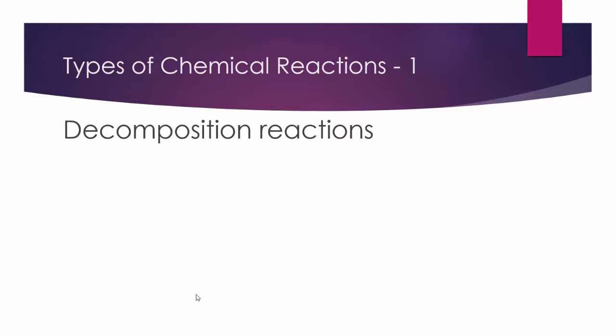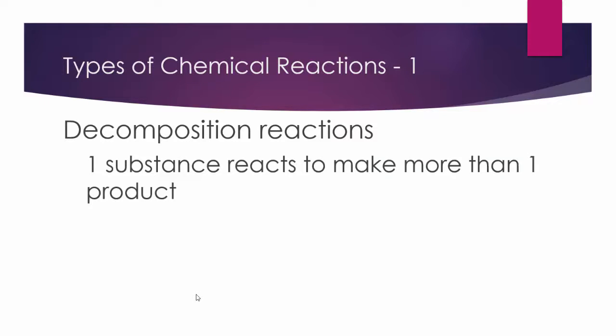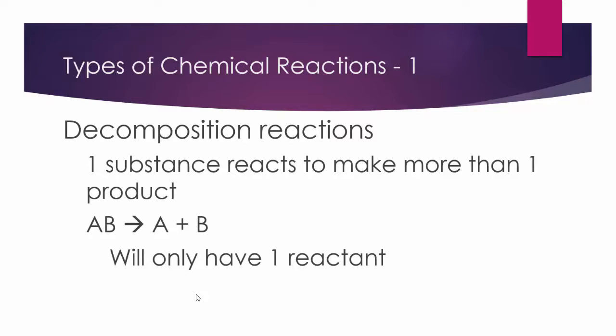A decomposition reaction is the opposite of a composition reaction. One substance, one reactant, will react to make more than one product. Generically, AB will break down to form A plus B. There will only be one reactant. You will have multiple products.